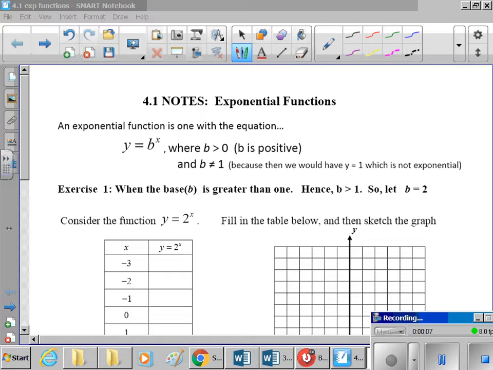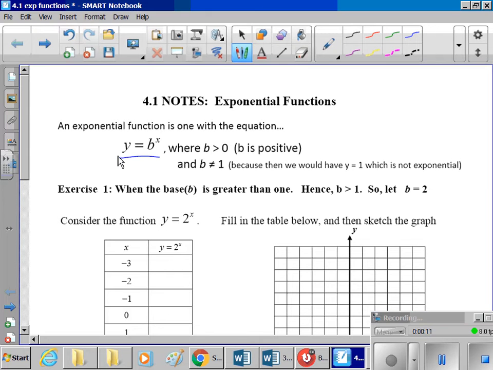So exponential functions are any function that has the equation y equals b to the x, where b is some constant number that's positive, greater than 0, and not 1, because if we have y equals 1 to the x, well 1 to any power is just 1, so this is just y equals 1, which is just a flat line, so that's not going to be exponential.